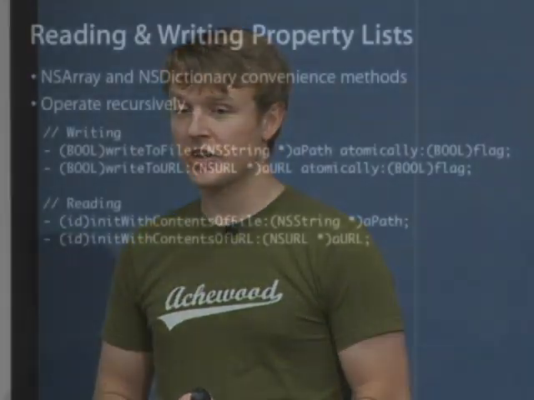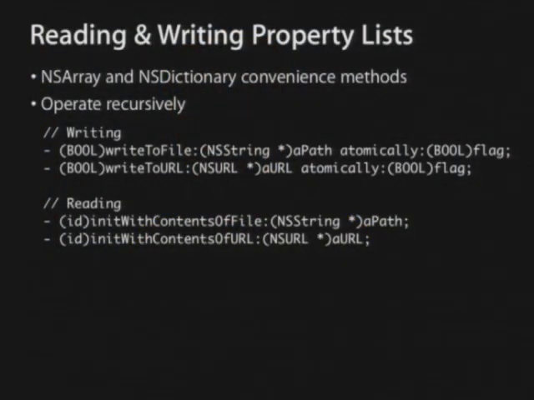NSArray and NSDictionary actually have some convenience methods for both writing a property list out to disk, where you can specify either a file or a URL, and for reading from disk, where you specify a path, again, or a URL, and it'll give you an NSArray or an NSDictionary. So that's pretty handy. These operate recursively, so if you've got an NSDictionary of NSDictionaries of NSDictionaries of NSDictionaries, it all will work. So let's see what this actually looks like.